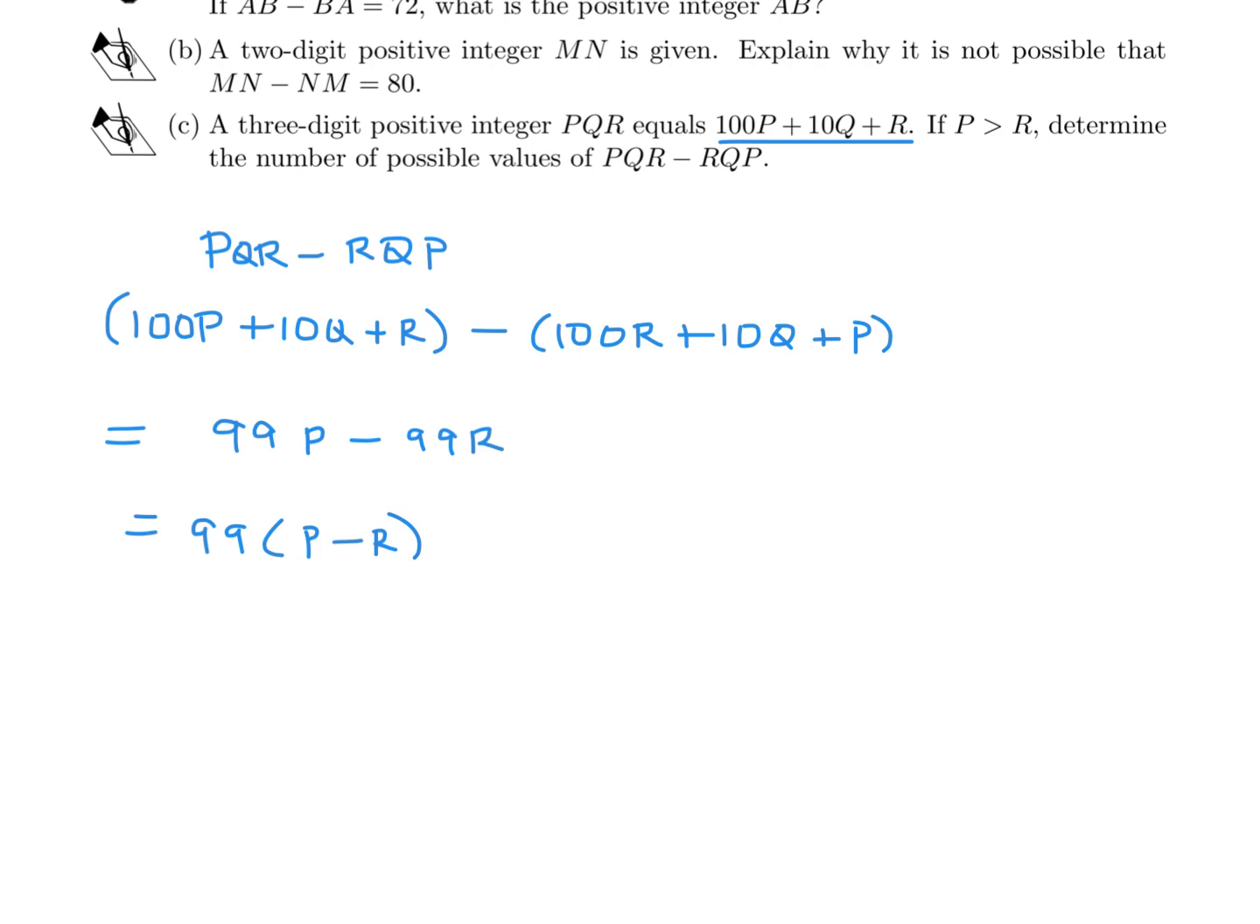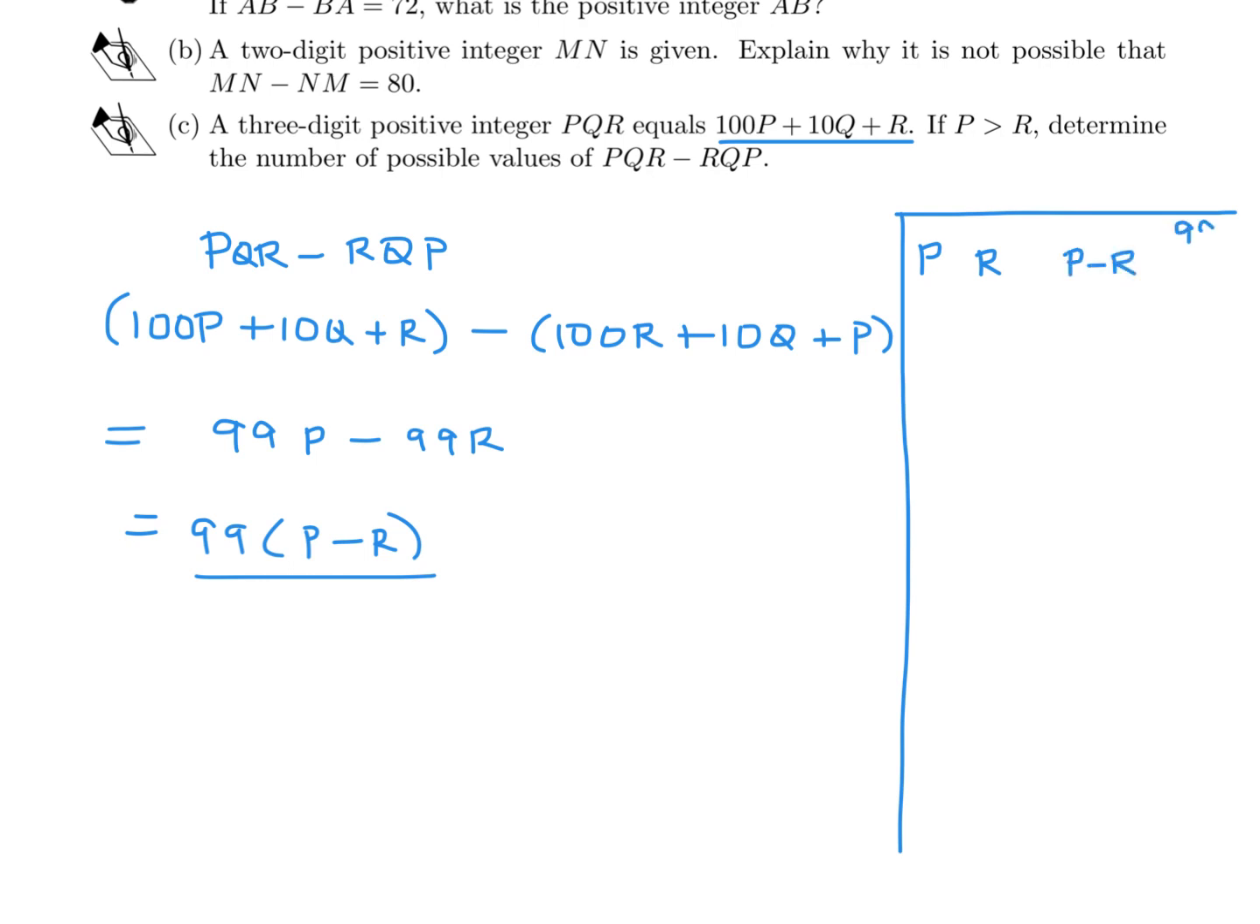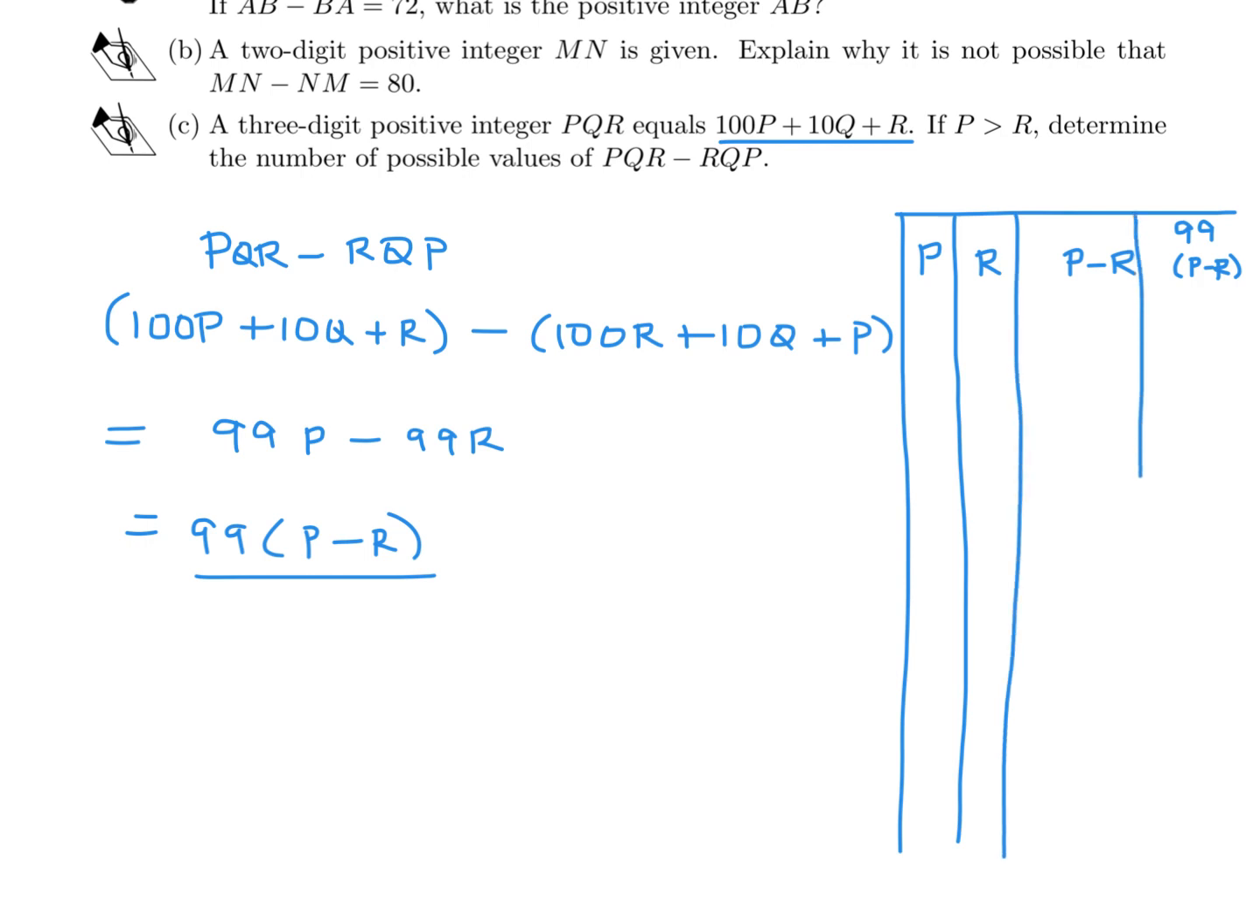So they're basically saying, what possible values can you get? All right, well, I guess I just have to make a table and see. Okay, so let's see here. We got p. We have r, we have p minus r, and then we have the 99 times p minus r. And then let's see what we get for these values. Okay. All right, and then of course keeping in mind that p is greater than r. That's very important. Otherwise we'll get probably the wrong answer. So I'm going to start with the smallest, which is 2, and then that means r can only be 1. Then p minus r would be 1, and then therefore this would be 99.